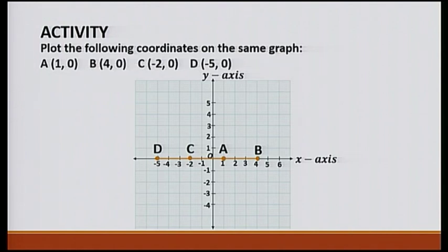It comes from the word horizon, where the sea meets the sky, in the sense that horizontal lines are parallel to the horizon. Now, if we write down the equation of the x-axis, we are going to get y is equal to 0.